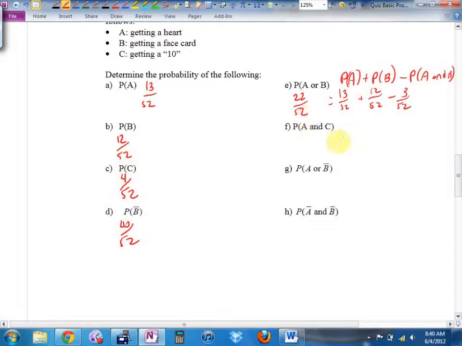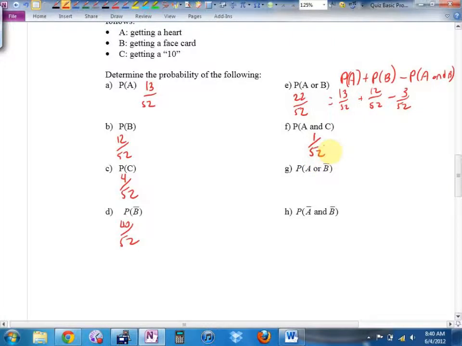A and C. Event A is getting a heart, 13 out of 52. Event C is getting a 10, 4 out of 52, minus the overlap. Oh, no, Mr. Dueck, it's not asking for or, it's asking for and. That's dumb. And. What does this mean in English, Brett? This means how many hearts are 10s? How many 10 of hearts are there in the deck? 1 out of 52. I don't need to go to a formula.